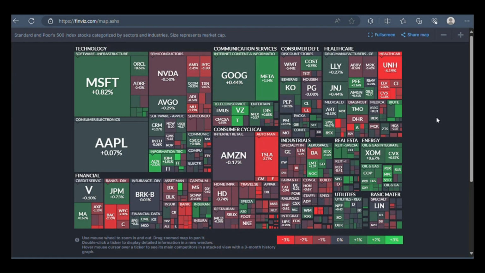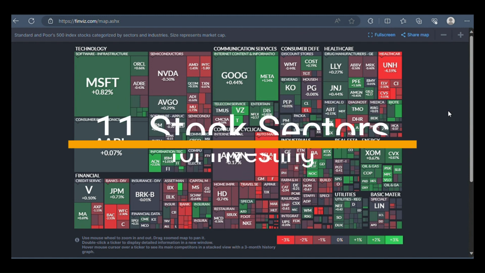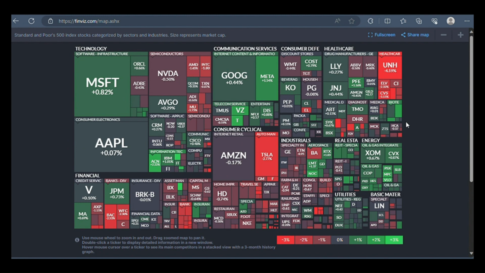Hello and welcome to What Are the Sectors? So you may have heard of sector trading or sector rotation, but you might not know what it actually is. Now, for the investment world, there are 11 sectors.